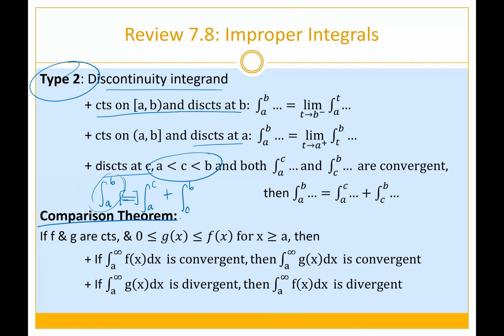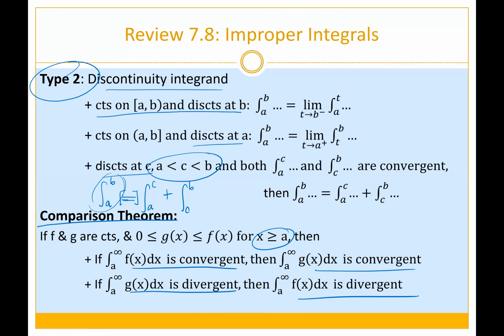And then you also have something called the comparison theorem. Say you have both functions continuous and the function g is squeezed between 0 and f for x bigger than or equal to a. If the integral from a to infinity of f(x) is convergent, then g(x), which is smaller than f(x), is also convergent. Similarly, if the integral from a to infinity of g(x) is divergent, then the bigger function, the integral from a to infinity of f(x), is also divergent.